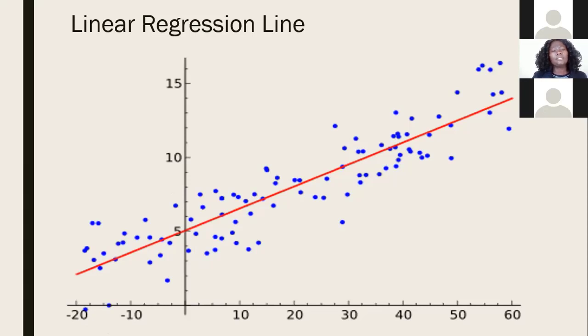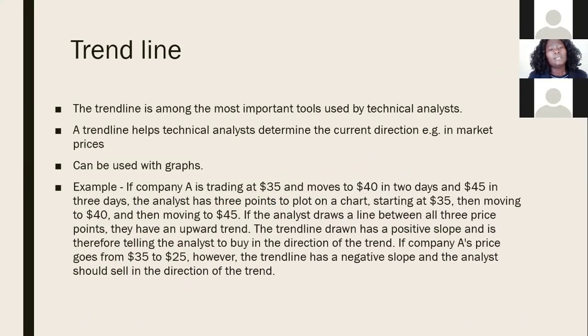Then the trend line is among the most important tools used by technical analysts. It helps technical analysts to determine the current direction. Like I've already shown you the trend line, remember? And it can be used with graphs.